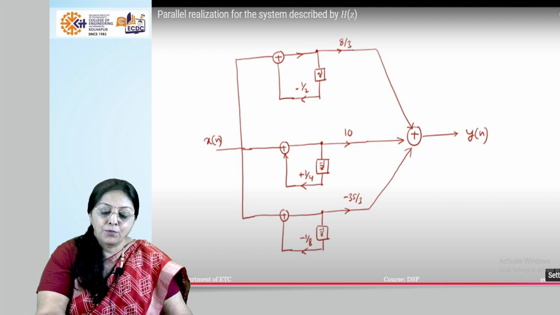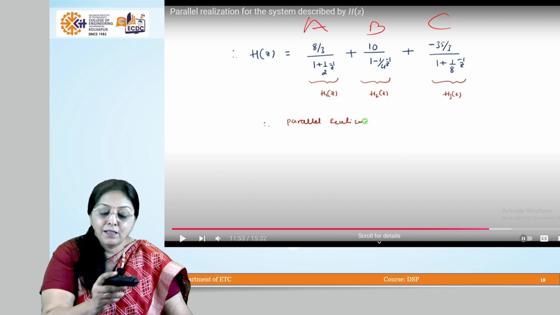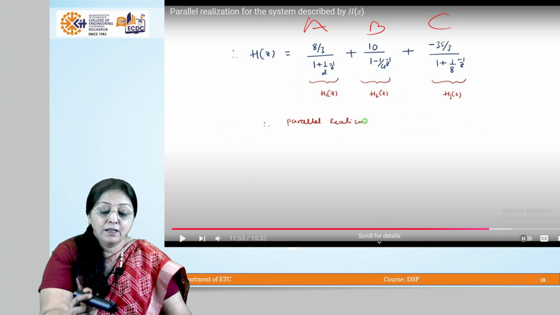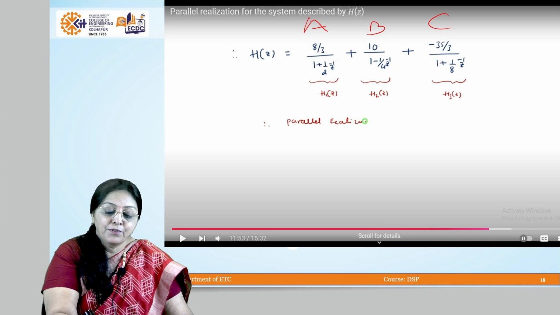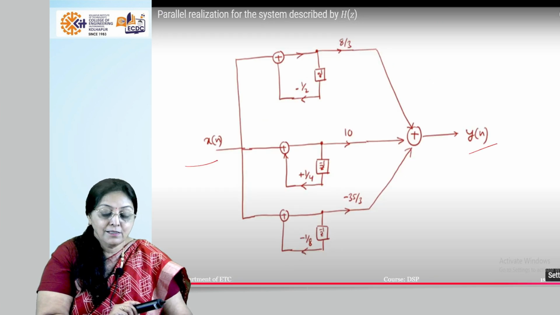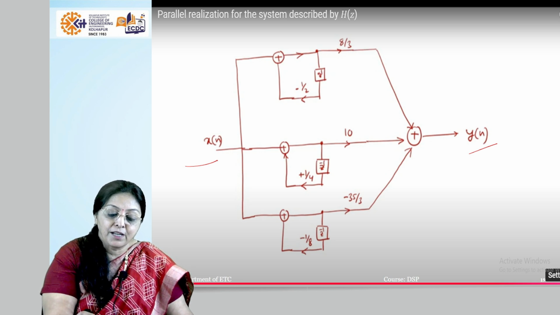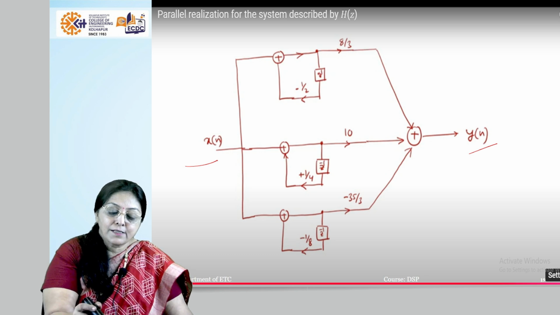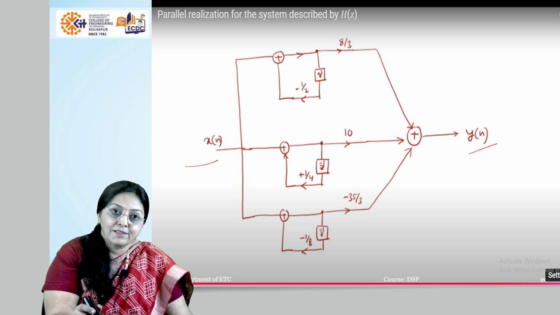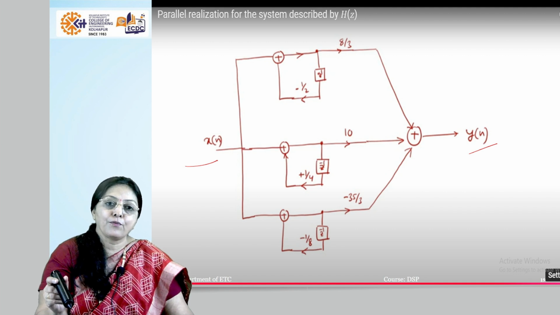Now, realize this by using the parallel realization. y(n) is the output, x(n) is the input. When you observe the previous one, 8/3 is the multiplier for the numerator and 1 plus 1/2 z raised to minus 1 is the denominator. First, H1(z), how is it realized? 1 plus 1/2 becomes minus 1/2. This is the direct form 2 realization. So, remember this is important. For every cascade realization as well as parallel realization, make it a practice to realize by using direct form 2.